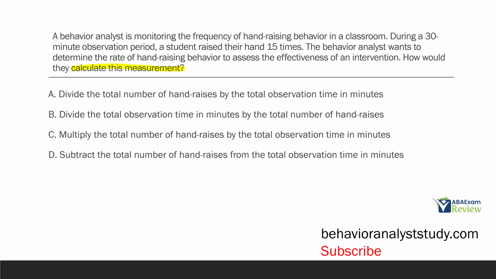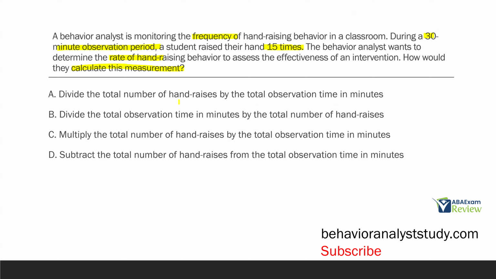Now, in order to answer the question, what type of measurement are we using? Well, we know the analyst is monitoring frequency in the classroom. They're doing it during a 30-minute observation period, and the student raised their hand 15 times. Be careful here, right? We have frequency, we have a sample of time, we have a count, but the analyst wants to know the rate. That's what we're going to calculate, because that's what the analyst wants to know. So how do you calculate rate if we have a frequency of 15 and a time of 30?